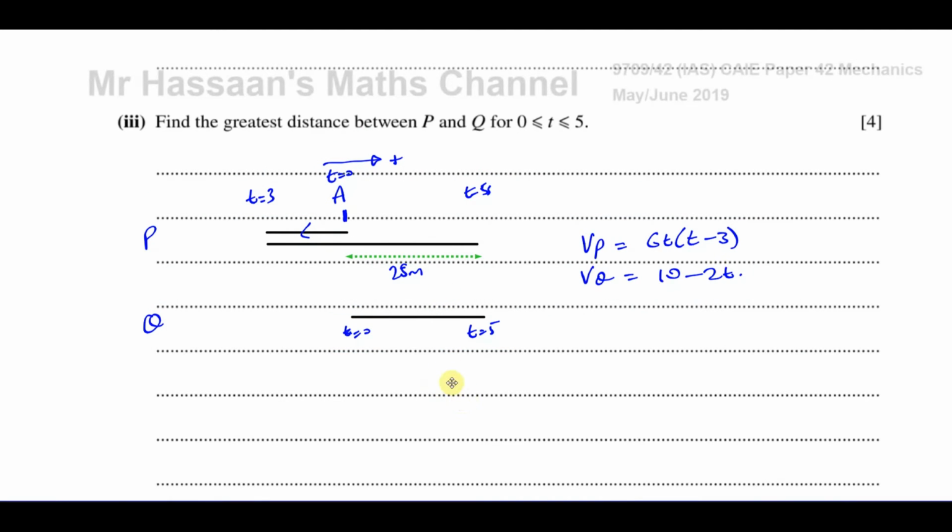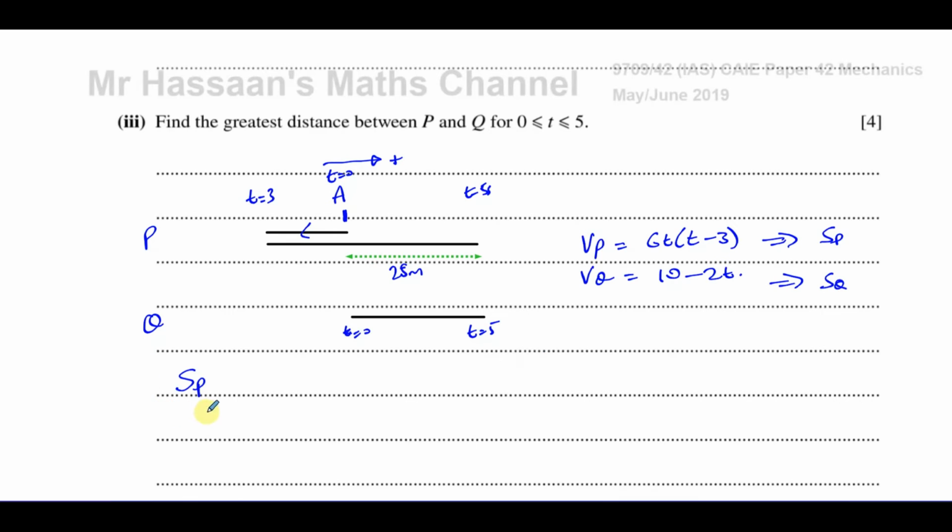In order to find the greatest displacement between them, we need the equations in terms of displacement. I need to find an expression for the displacement of P and an expression for the displacement of Q, and then work out the difference between the displacements and figure out how to find the maximum distance between them. That's what we have to do here.